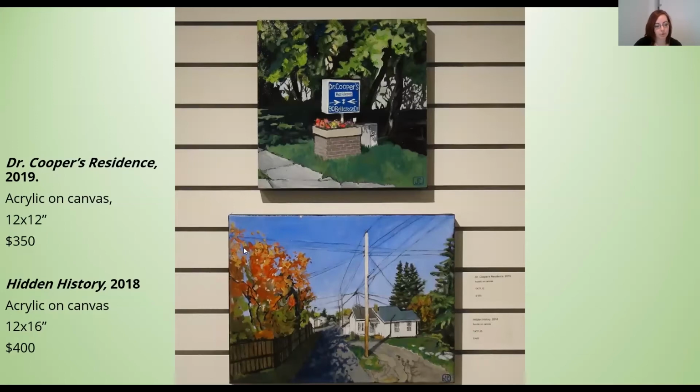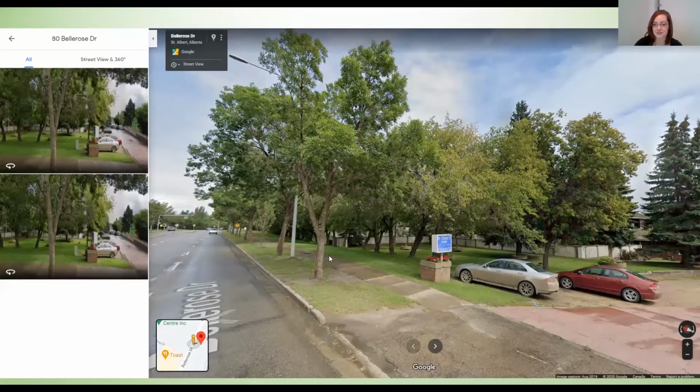And so these are both in St. Albert. Dr. Cooper's residence is on Belrose Drive, and you can see a Google Street View image of that piece here. And so it's something that she's really, really interested in, is these places that people pass every day. And so they're kind of part of the collective unconscious of a community. And we might not recognize how much they've formed part of the identity until they are gone, or until they're threatened with change.